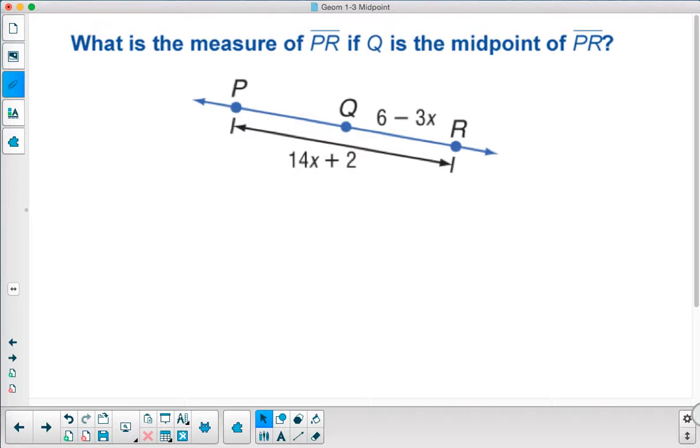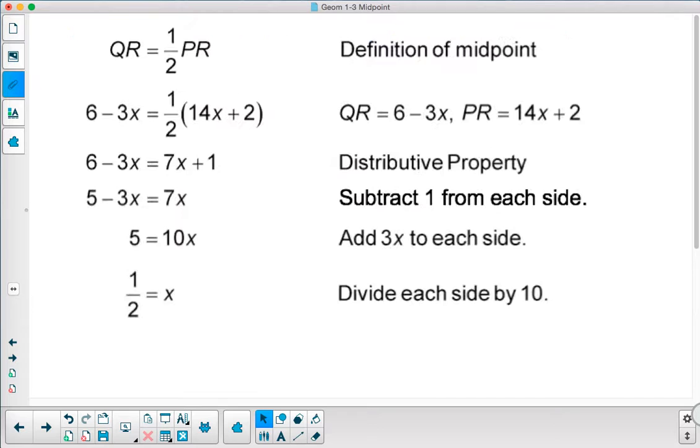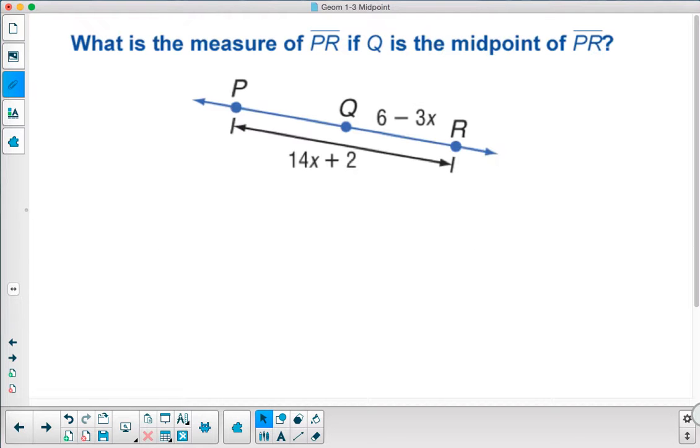Okay, the solution on that one: X is 1/2. Now if you didn't get that, let's go back and see. Are the two lengths that you were given the two that are equal? And that should be no. PQ and QR are the ones that are equal.